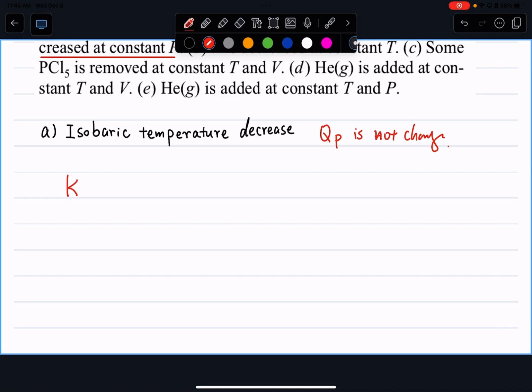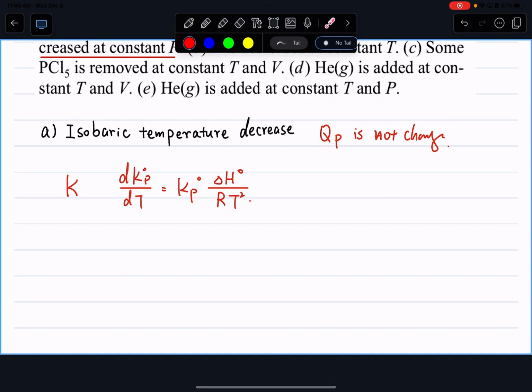And for the equilibrium constant, we can use our van 't Hoff equation. You have dKp over dT equals Kp naught times delta H naught over RT squared. Our take-home message is that the change of your Kp naught has the same sign as your delta H naught. This delta H you can get from the thermodynamic table.